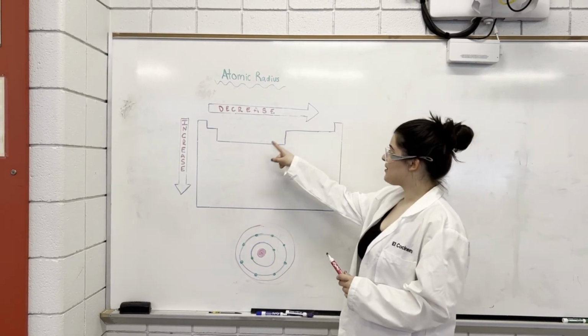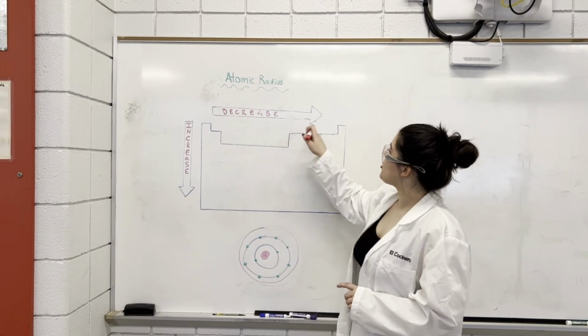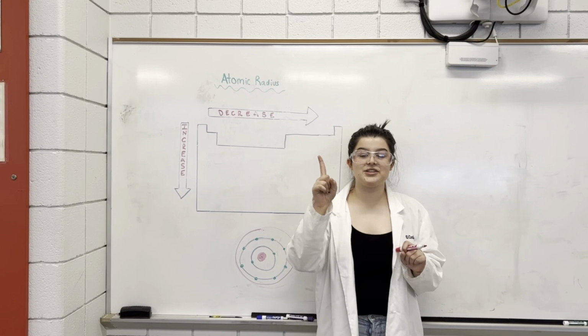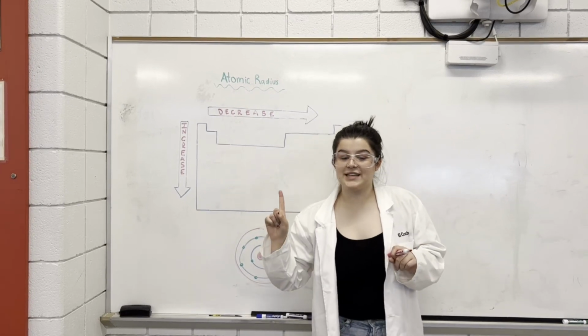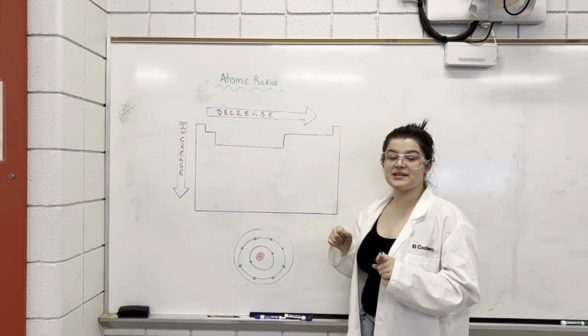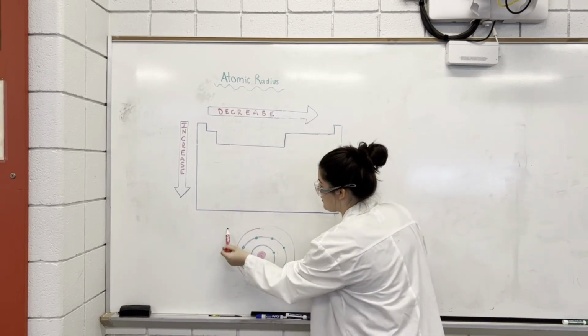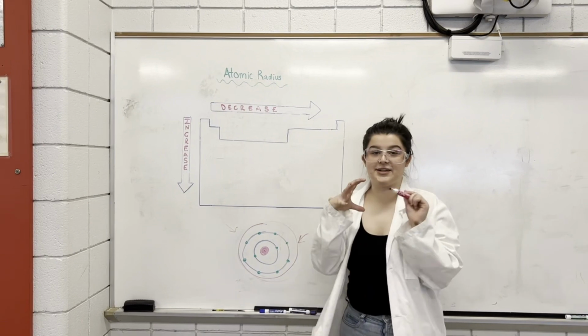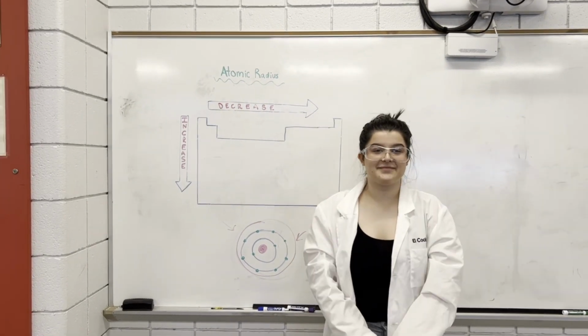Now, it decreases across a period because there's a higher effective nuclear charge, which causes an increase in attractions to electrons, pulling the electron cloud in, thus decreasing the atomic radius.